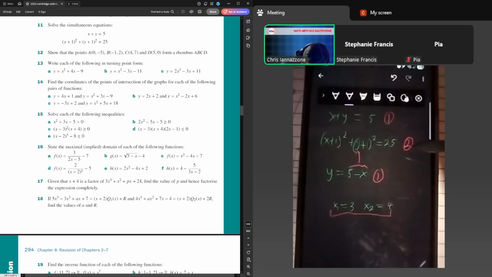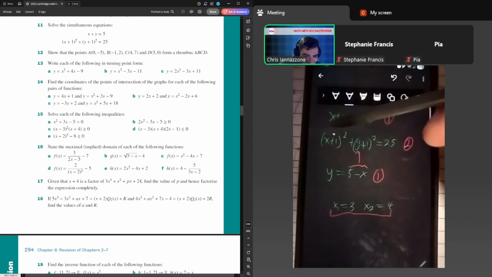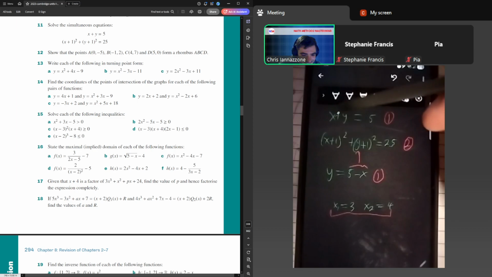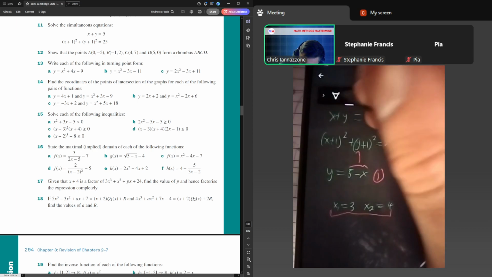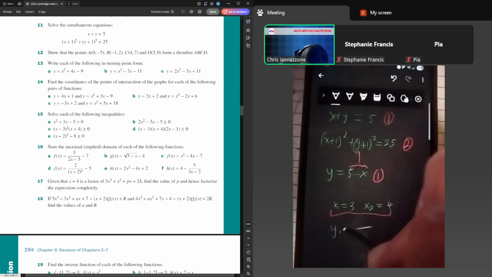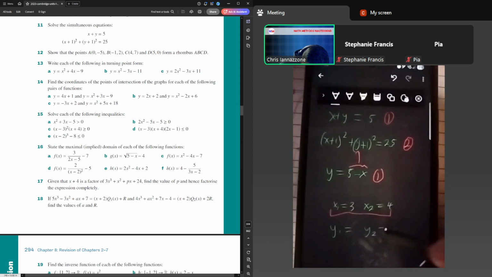Yeah. Now technically you can sub into either equation 1 or equation 2. One of those is significantly easier. So putting it into equation 1, much easier. And it's going to give you two possible y values, y1 and y2, whatever those are.